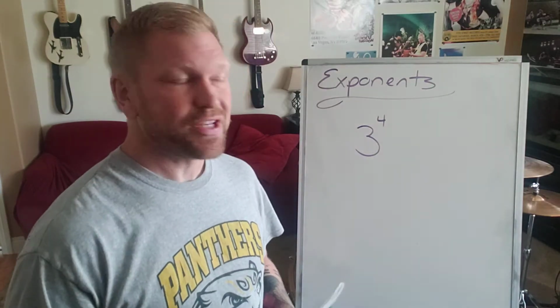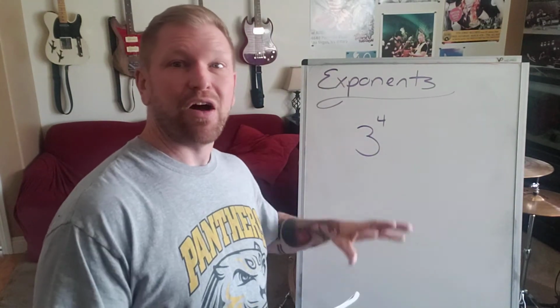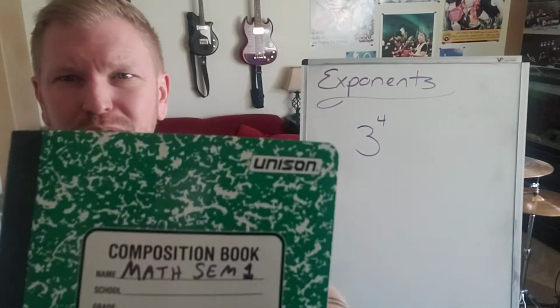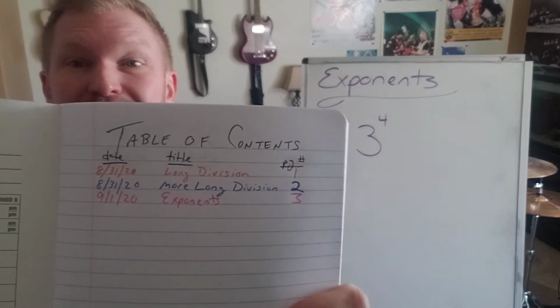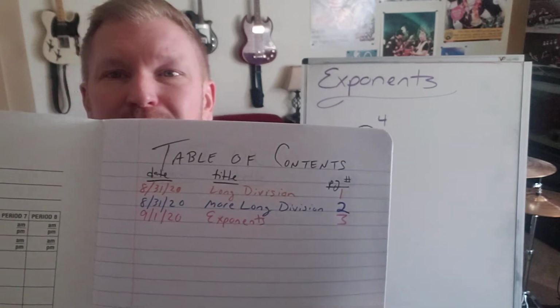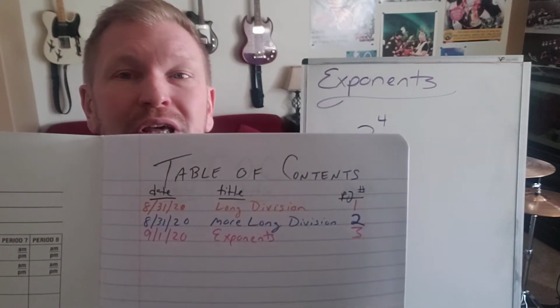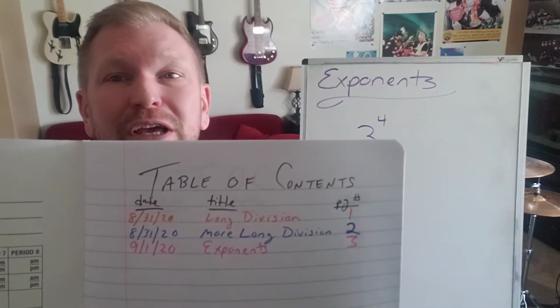All right, Panthers. Today we're talking about exponents. Now I want you to put these exponents into your notebook. So get your notebook, the one that I entitled Math Semester 1, the one with your table of contents. So for your table of contents, put down the date, the title, and the page number. For me, the date is 9/1/2020. The title is Exponents. I'm on page 3.